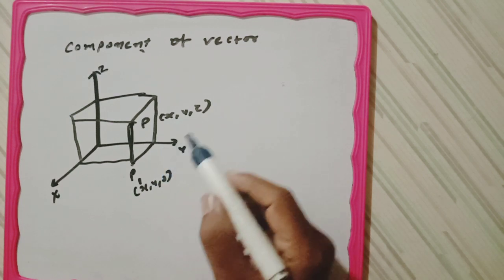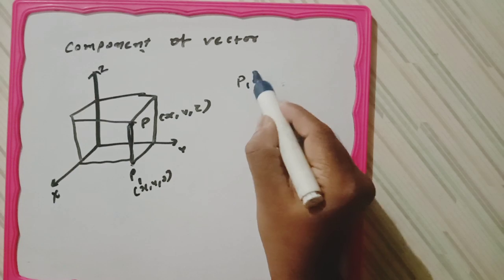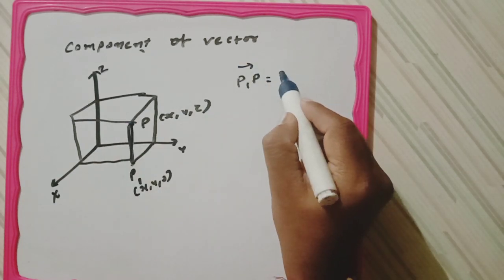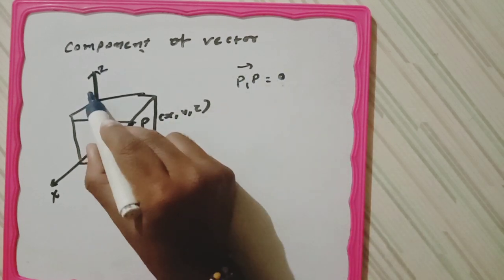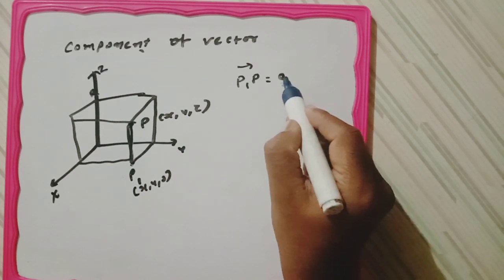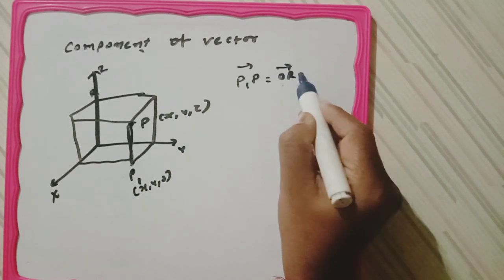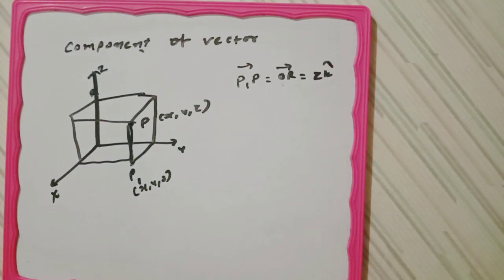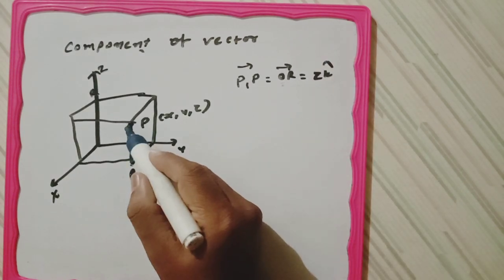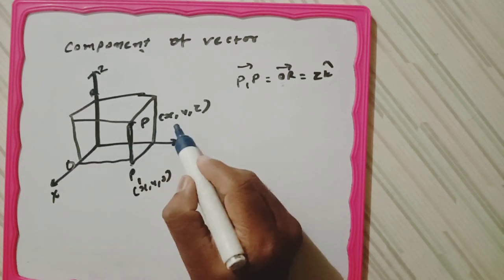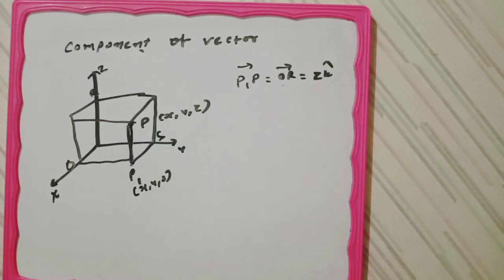Then P1P is parallel to the OZ axis, so it equals z k caret. If point R is there, then we can take OR equals z k caret, in the direction of the P1P axis. Now here we take O and here we take S.